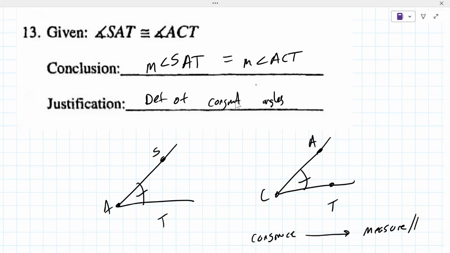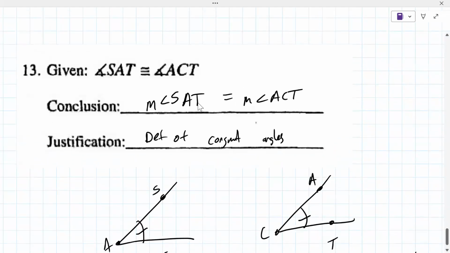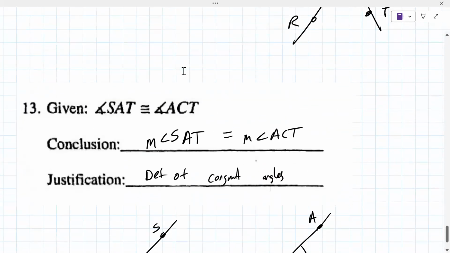Okay. And are there specific justifications that we have to give, or can it just be anything that we see? I have no idea. There are only so many reasonable ones, but if you made the right picture, you could potentially have something else here. But this is the most likely one that they want.